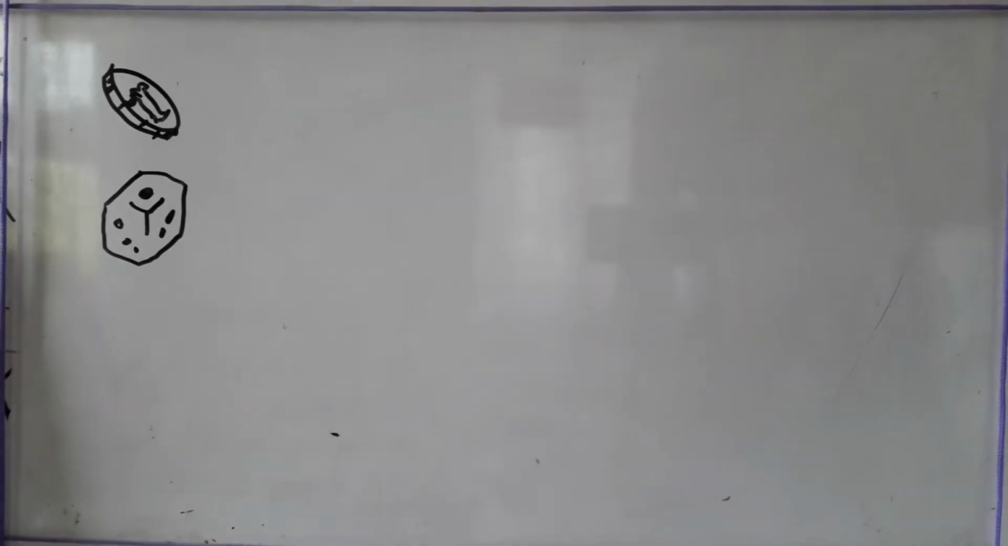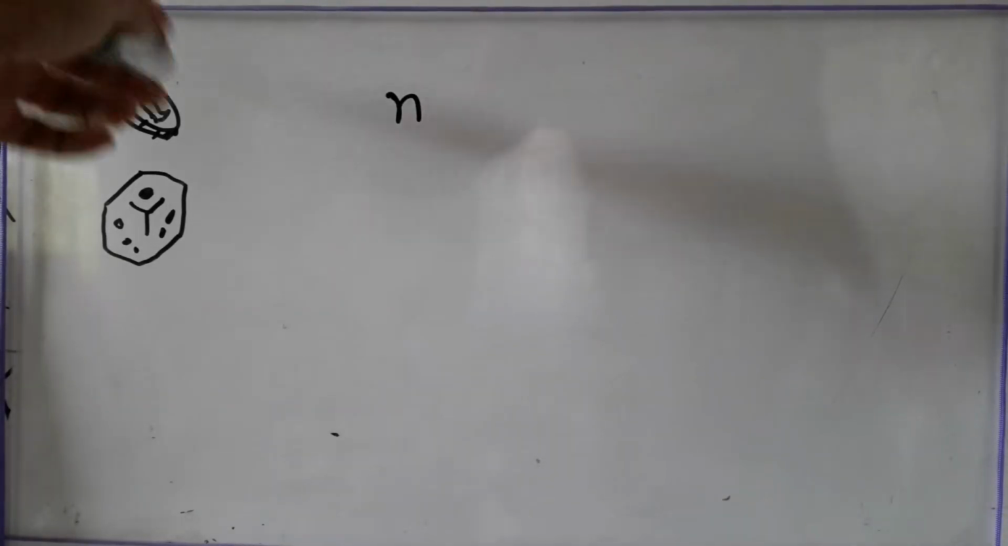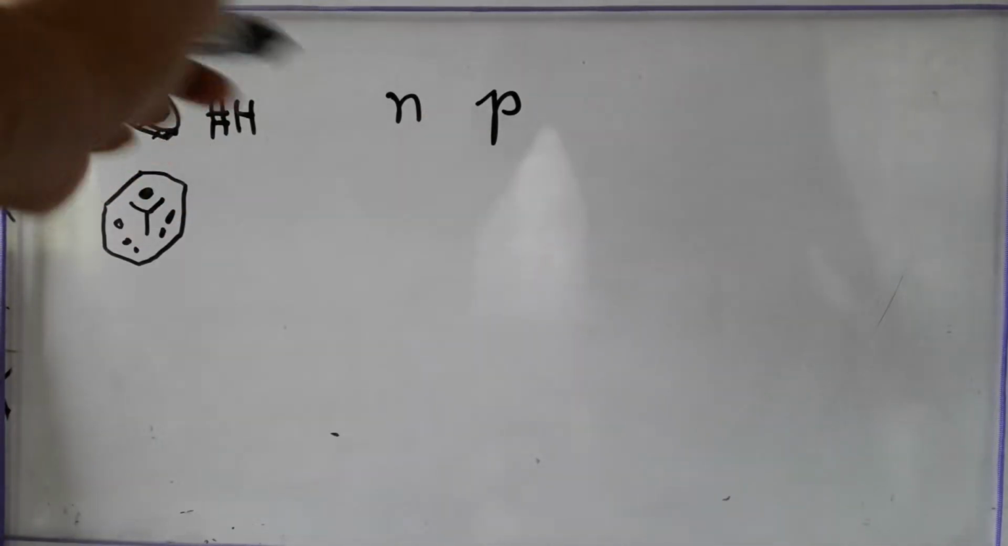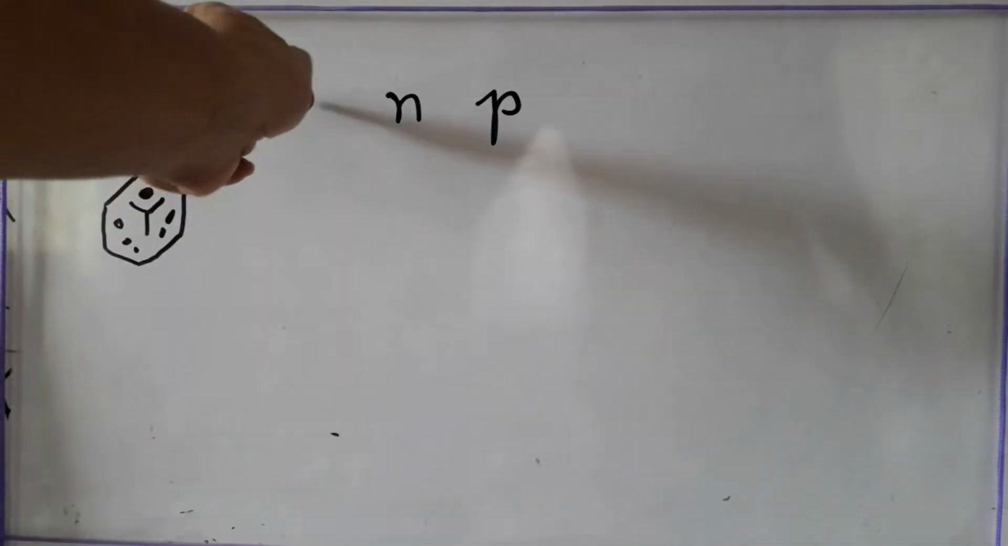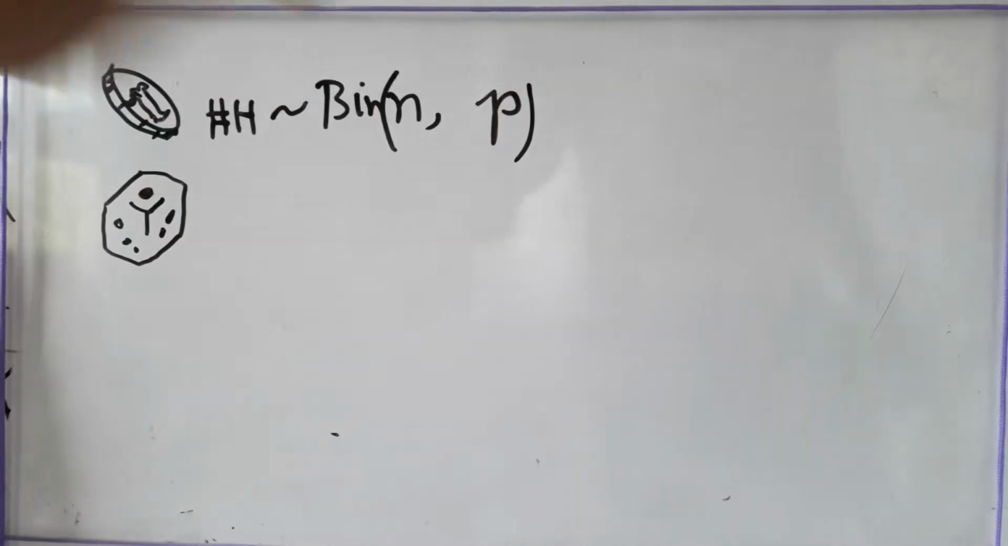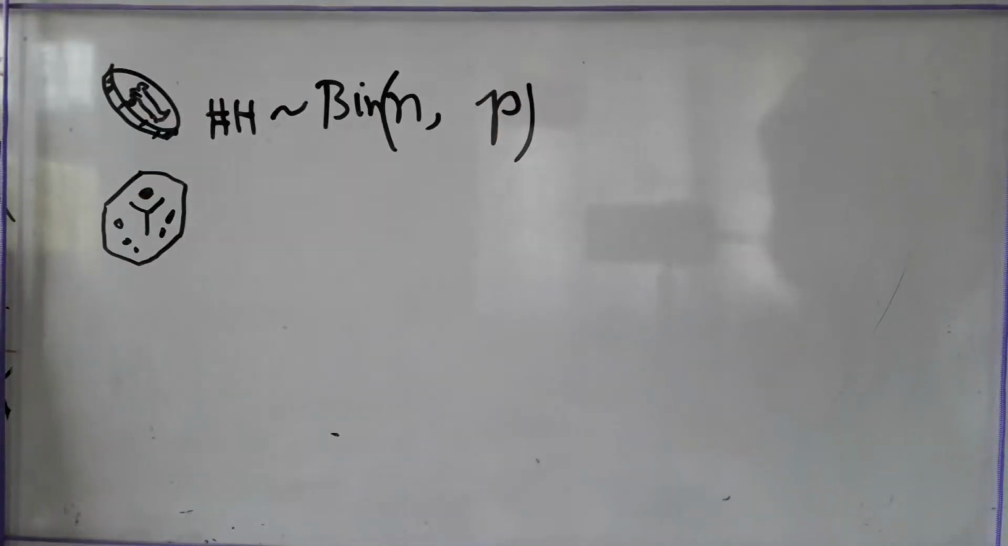The most common random experiment involves tossing a coin, and the next common is rolling a die. Now if I toss a coin n times and the probability of head of the coin is p, and I count the number of heads, then we know that this random variable, number of heads, has a distribution which is called binomial with parameters n and p.